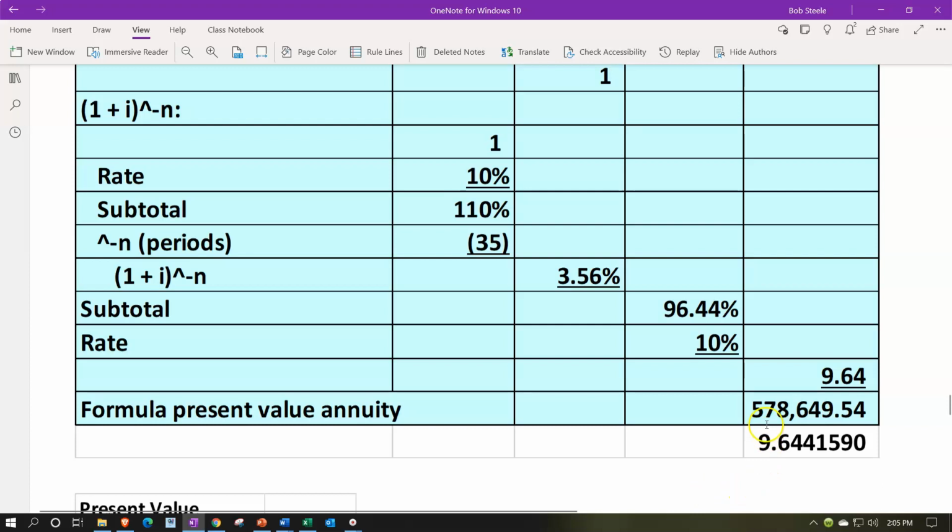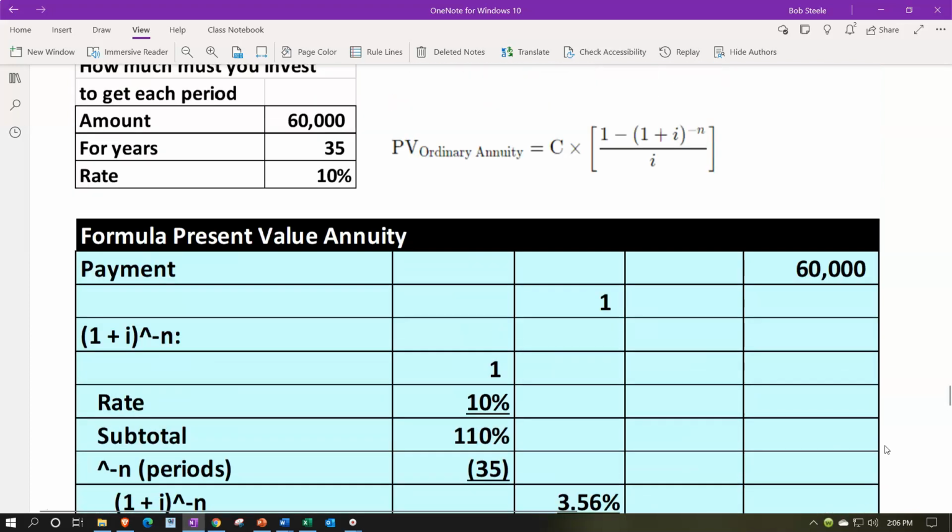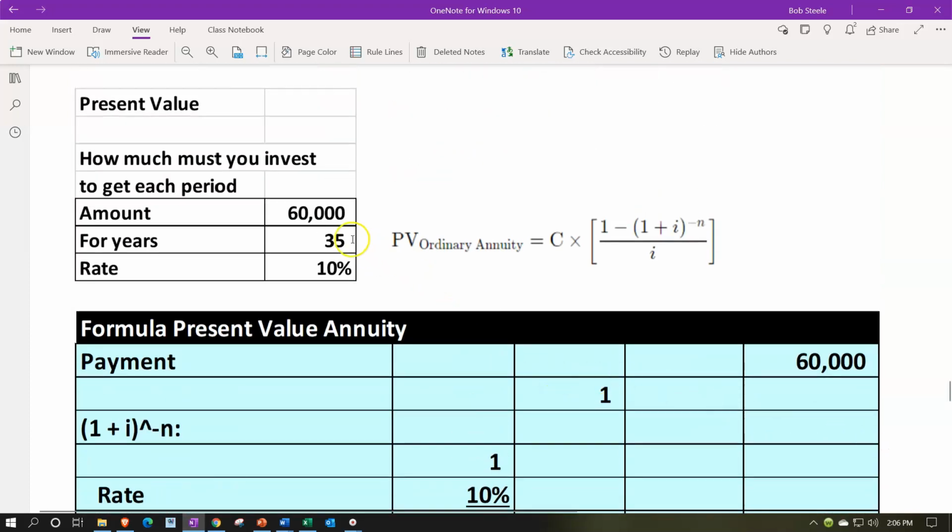578,649.54. Note that if I divide this out, the amount we have on the table would be 9.644159, which is basically this number rounded to 2 digits. If I took it out to this many digits, that's how many digits we can look at, and we'll compare that to the table that we'll see later. So in other words, we would have to put in 578,649.54 in order to get 60,000 a year at the 10% discount rate for the 35 years.